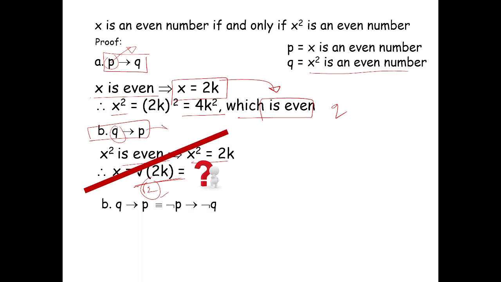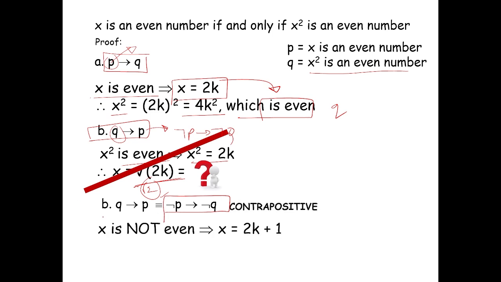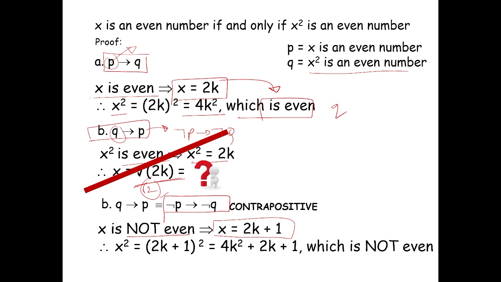You can also prove Q implies P by proving its contrapositive, which is not P implies not Q. So not P implies not Q. X is not even. So X must be odd, right? Not P means X is not an even number. So X must be an odd number. So what is the contrapositive?